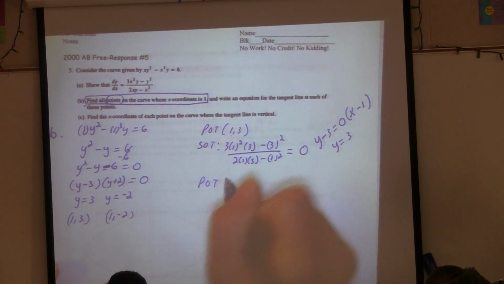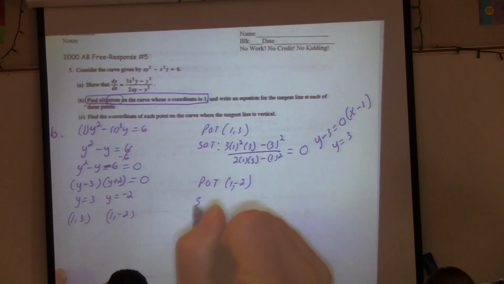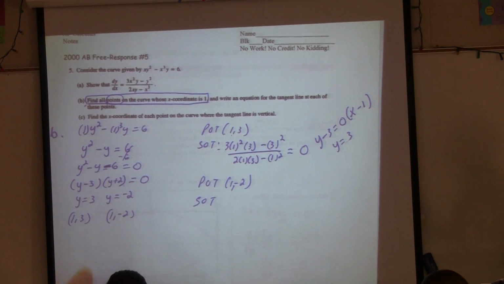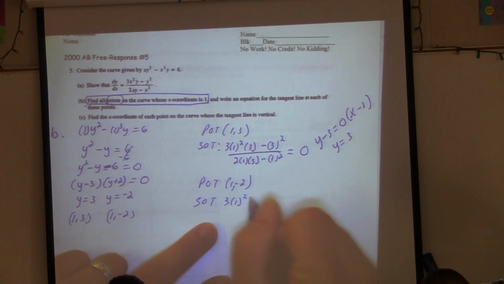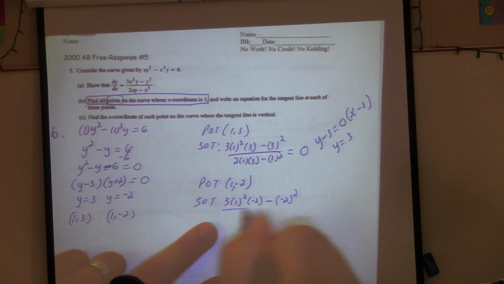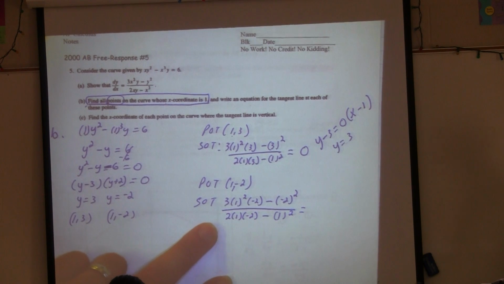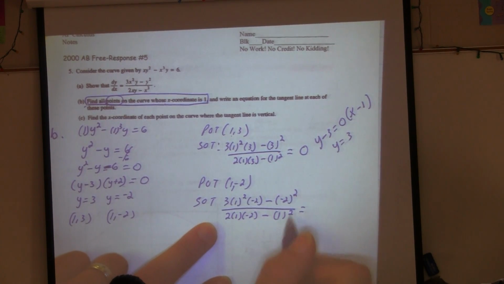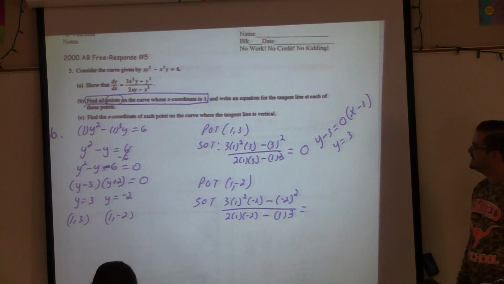What's the second point of tangency? 1, negative 2. So now I need the slope at that point. Okay? Don't assume that it's the same as the other one. So we have to check that one also using the derivative. So 3 times 1 squared times negative 2 minus negative 2 squared over 2 times 1 times negative 2 minus 1 squared. Cube? Oh, I didn't cube it over here. It's okay, it didn't make a difference.